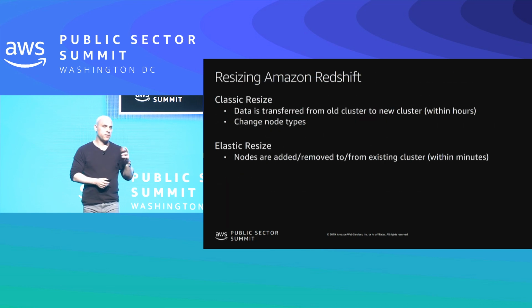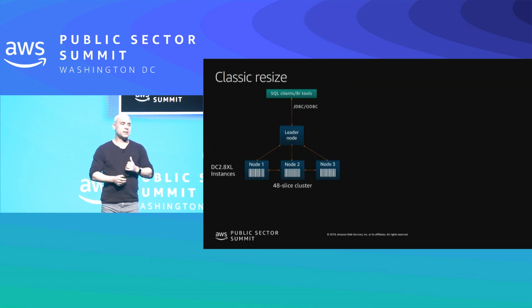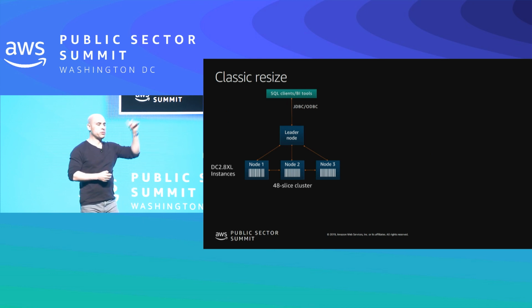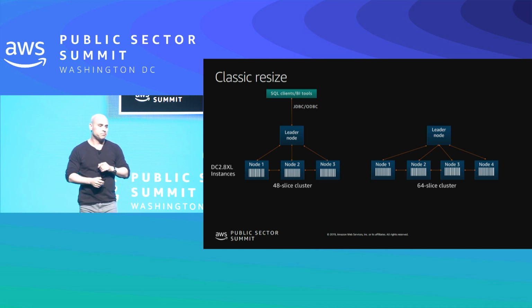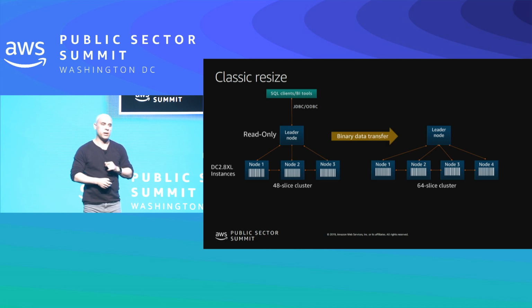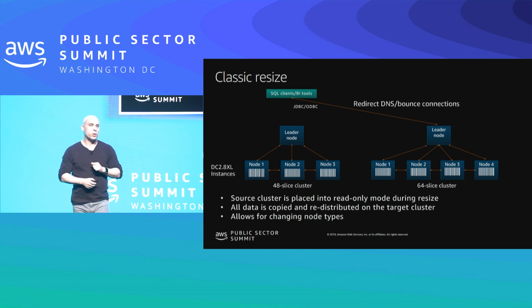Now, if you get it wrong, there are 2 ways to resize a Redshift cluster. There's our classic and there's what we call elastic resize. Our classic resize, say if we have these 3 compute nodes here and we want to resize this to 4, we spin up an entirely new cluster in the background. We then put the main cluster in read-only. We do a binary stream of the data over. Once the data is fully streamed over, we redirect the DNS and we bounce the connections and you're up and running on the new cluster.